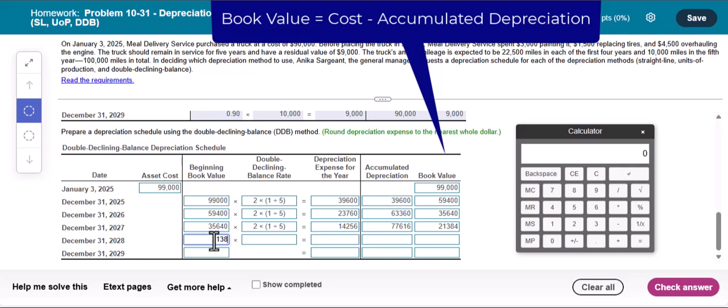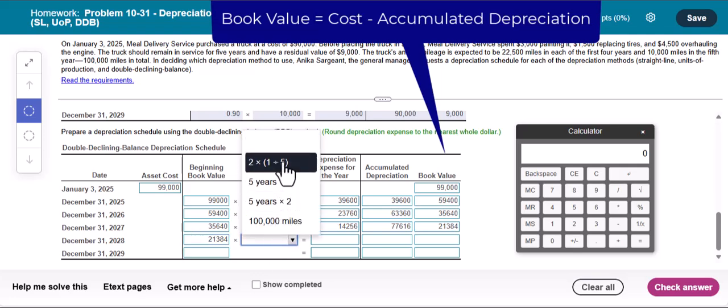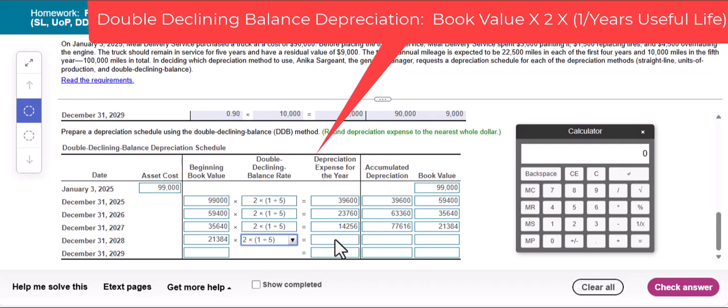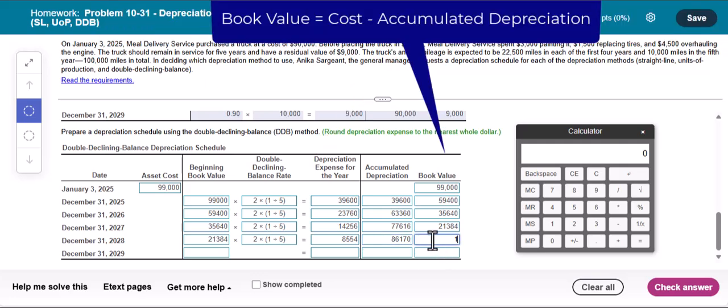So we're going to go ahead and do the 2 times 1 divided by 5 useful years there, and then that's going to equal 8,554. Accumulated depreciation again will just be previous depreciation plus current, and that is 86,170. And then subtract that from the book value will give us 12,830. And that is going to be our final year's beginning book value.